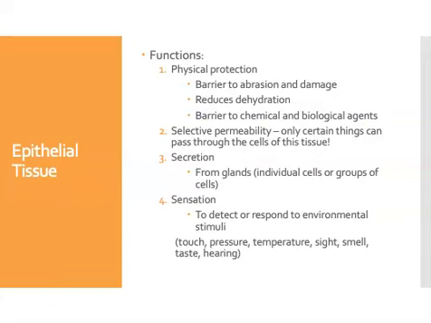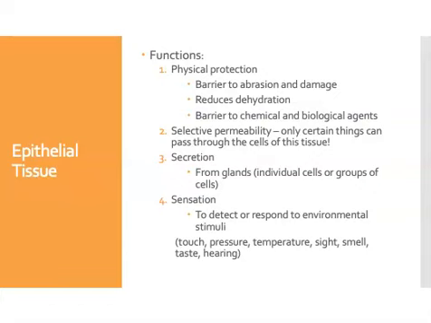Third on the list of functions for epithelial tissue is secretions. Epithelial tissues can secrete all kinds of different materials, and that secretion process comes from glands that are located in epithelial tissue. Some of the secretions include things like oils or waxy substances that are important for the function of that particular epithelial tissue.